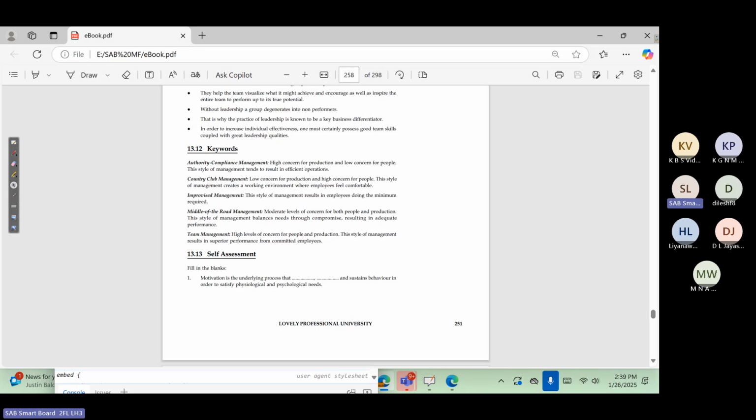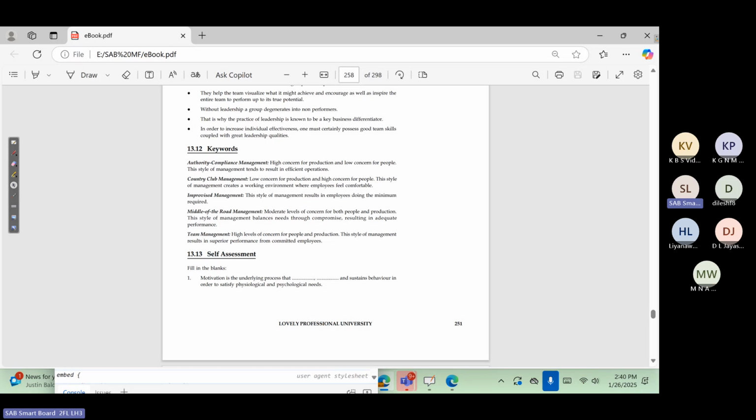Right. This is the opposite one, country club, the other end. Low concern for production, but high concern for people. This style of management creates a working environment where employees feel comfortable, more human oriented. Impoverished, both are low, similar to the license plate. The style results in employees doing the minimum required. Right.